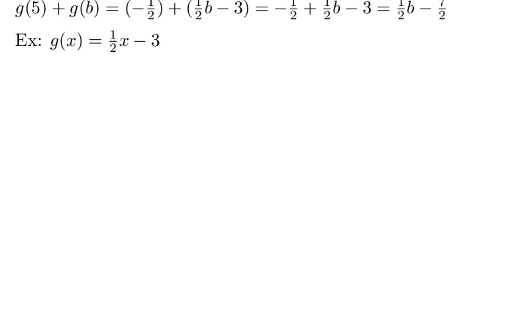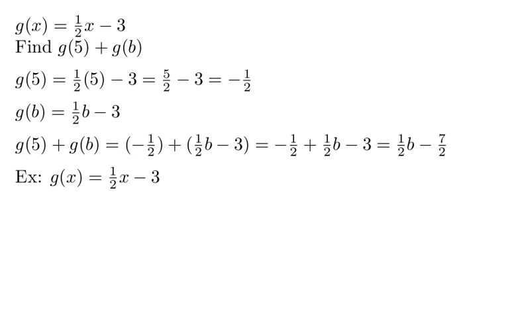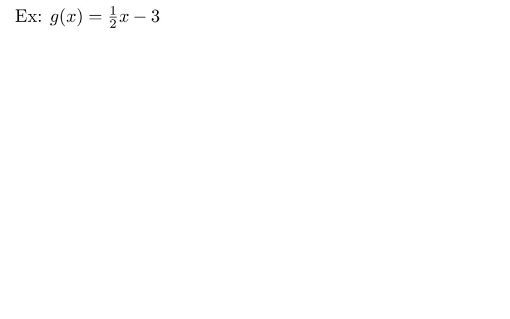So, for example, we have g of x equals 1/2 x minus 3. Remember, this is the same thing as before. G of x equals 1/2 x minus 3, but we're going to be doing something different now. Instead of finding g of 5 plus g of b, we're going to be finding, okay, find g of 3a plus 1.